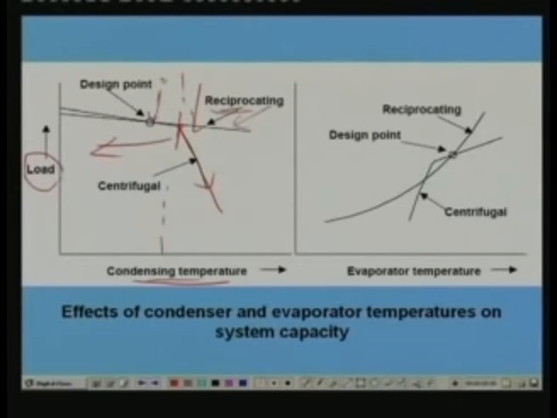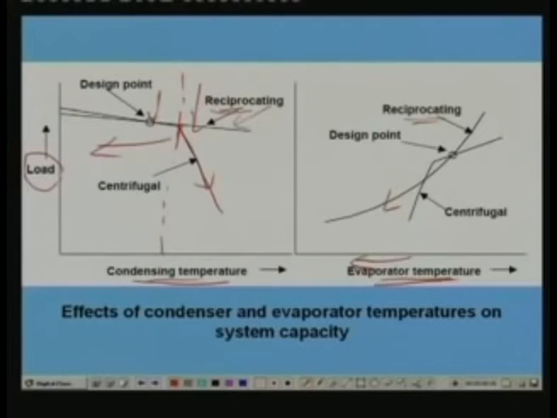Okay. And this figure shows the effect of evaporator temperature on the load. Here again, for comparison, I have shown the reciprocating compressor performance and the centrifugal compressor. If you look at the reciprocating compressor, you find that as evaporator temperature is reduced, the refrigeration capacity reduces rapidly. You know that this is because as you reduce the evaporator temperature for a given condensing temperature, the volumetric efficiency reduces and the refrigeration effect also reduces. As a result, the refrigeration capacity reduces. But it is more or less monotonous, it reduces monotonously.